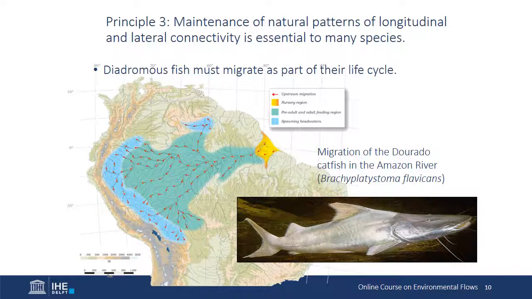These catfish migrate from the Amazon estuary, shown in yellow on the map, which is their nursery region, to the foothills of the Andes where they spawn. This migration occurs over the course of years, and larval fish are then washed back to the estuary over the course of weeks.